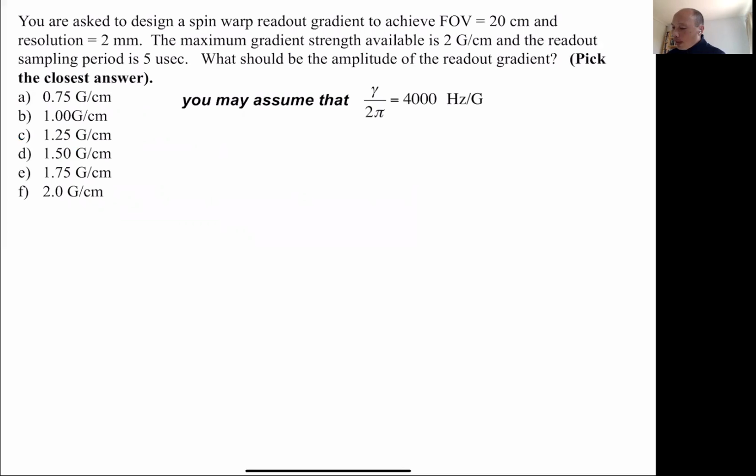So we are told that delta t is equal to 5 times 10 to the minus 6 seconds, right? We know the maximum gradient strength is 2, but that's not going to help us solve what the GXR should be, so we'll just put that aside for now. We know that delta kx should be 1 over 20 centimeters. And we know that we want that to be gamma over 2 pi times our gradient amplitude times our delta t.